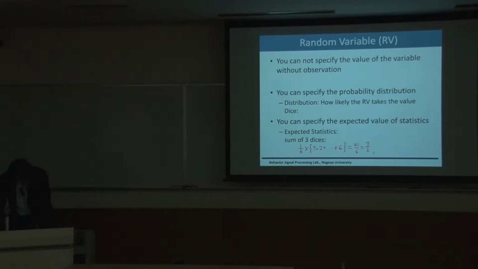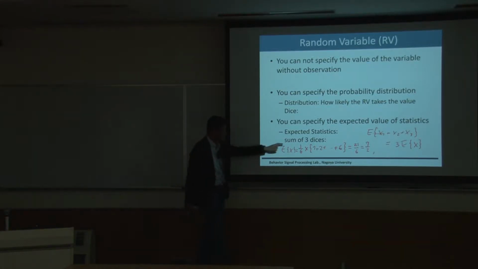Okay. So then it's actually quite simple: you can describe x1 plus x2 plus x3 because the expectation of x is like this. Then you can calculate 3 times the expectation of x, because x1, x2, x3 all have the same characteristics when the dice is fair.